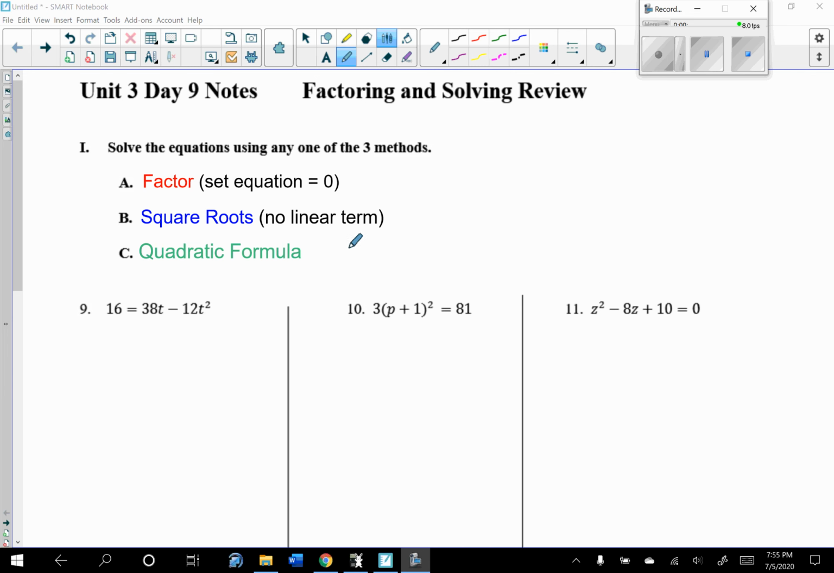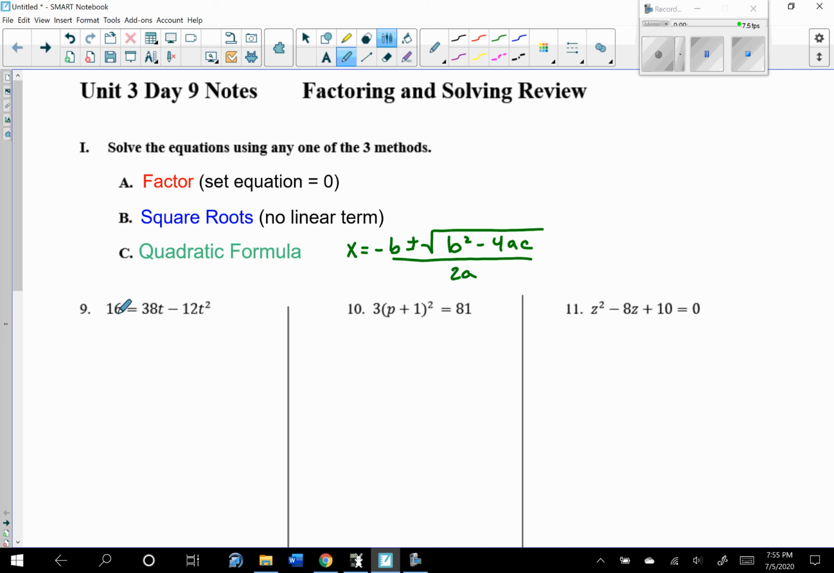So just recall the quadratic formula is x equals negative b plus or minus the square root of b squared minus 4 times a times c, all over 2a. So these are different methods that you can use.